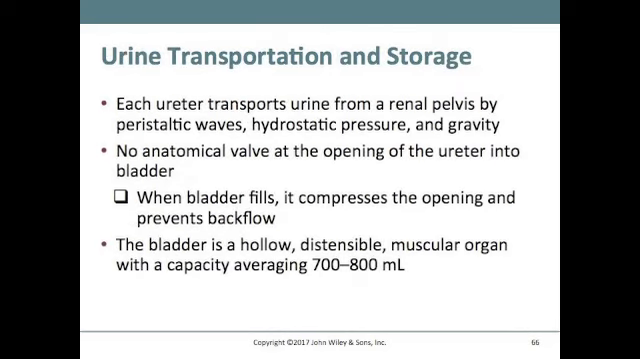Moving on to the next slide. Urine transportation and storage begins on page 1075. From collecting ducts, urine drains into the minor calyxes, which join to become the major calyxes that unite to form the renal pelvis. From the renal pelvis, urine first drains into the ureters and then into the urinary bladder for storage. Urine is then discharged from the body through the single urethra.